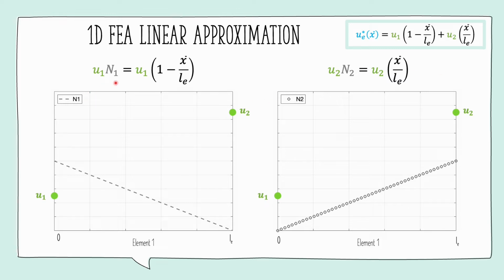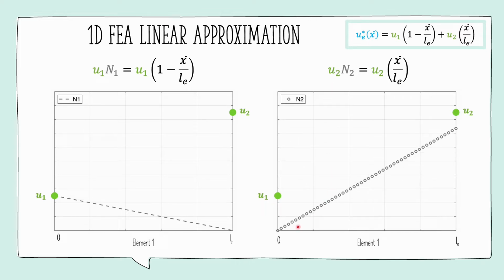Well, if we take a look here at our first interpolation function N1, which gets scaled by our exact solution at node 1, what we're doing is taking this interpolation function and scaling it by U1 such that now it equals our exact solution at node 1. We can do the same thing for our second interpolation function N2, which gets scaled by U2, and essentially that ensures that it now equals our exact solution at node 2. So the purpose of our first interpolation function is to ensure that we're matching our exact solution at node 1, and the purpose of our second is to ensure that we're matching our exact solution at node 2.